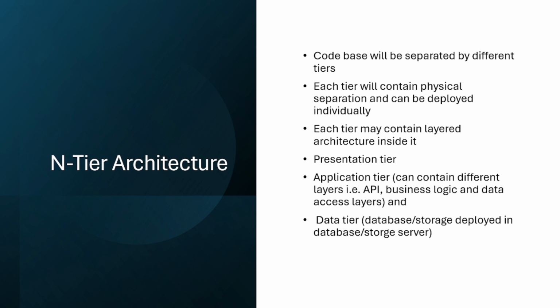So you can have a presentation tier. For the presentation tier, you have a different code base. You can have an application tier, which can contain an API layer, business logic layer, and data access layer. The application tier is a separate application solution that can be deployed individually on the application server, on a different server, or on the same server but deployed individually. And finally, the data tier is basically a database or storage where you will store your data, and it will be deployed on the database or storage server. The application tier's data access layer will be communicating with the data tier.